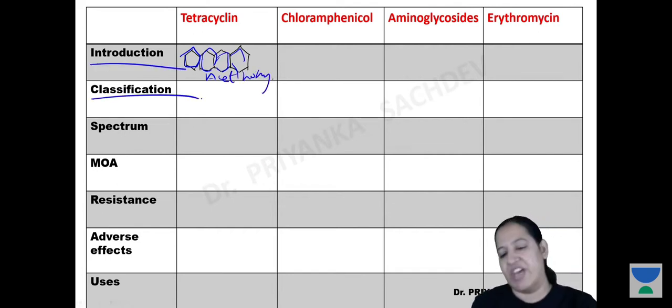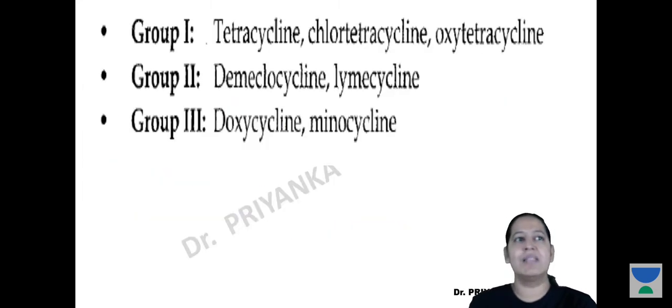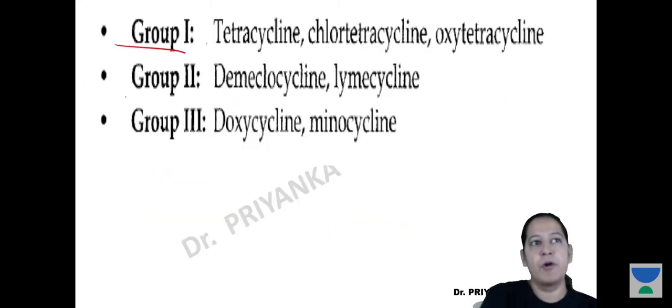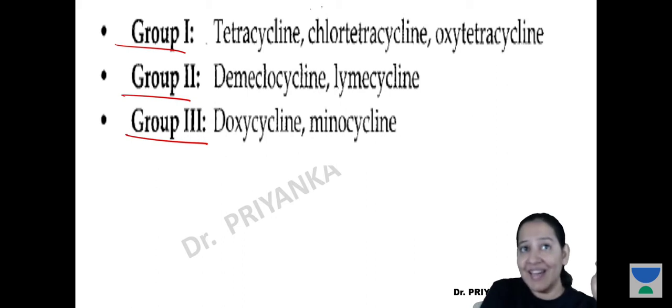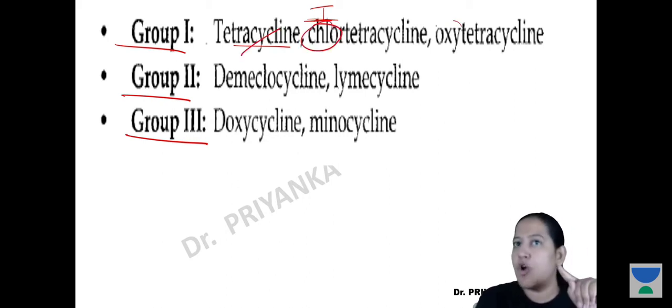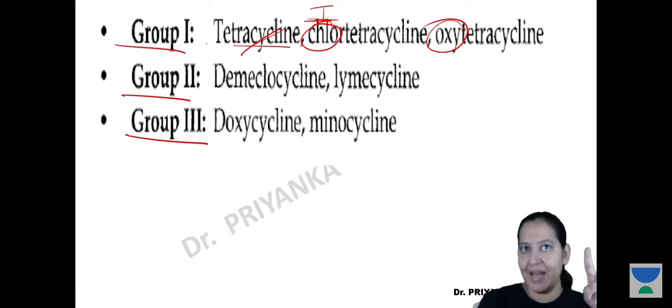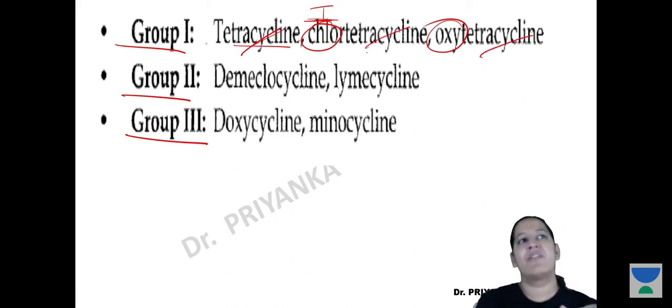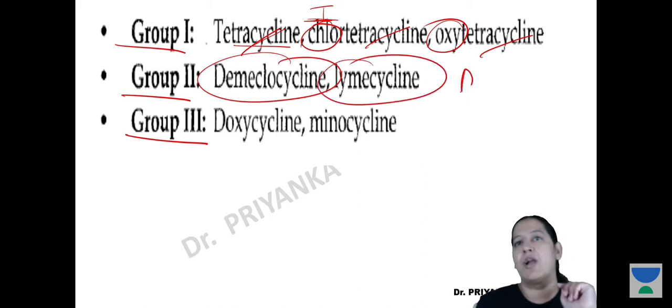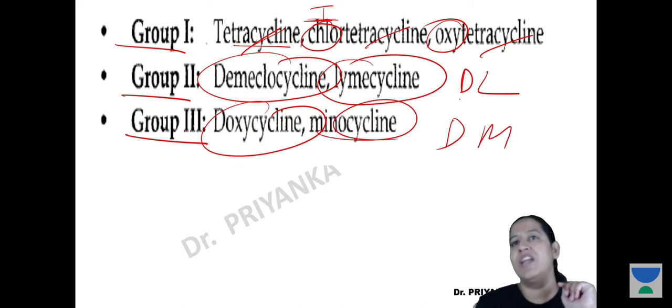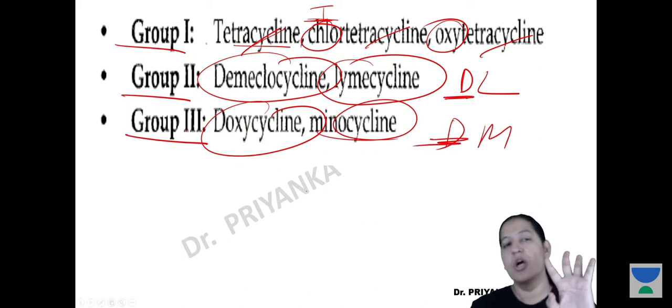Coming to classification. Tetracyclines are of 3 types: Group 1, Group 2, Group 3. Tetracycline is an umbrella term. There is a drug named tetracycline in the tetracycline group also. So tetracycline, chlortetracycline and oxytetracycline are Group 1. Group 2: demeclocycline and lymecycline. Demeclo and lymecycline. Group 3 is doxy and mino. Doxy and mino. This is demeclo, this is doxy. Don't get confused.